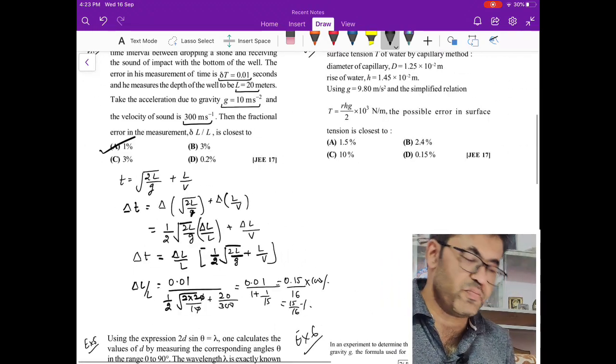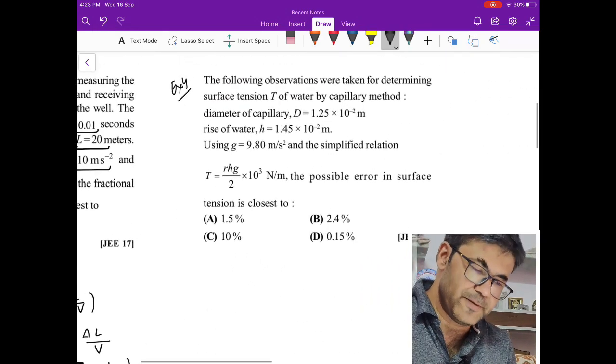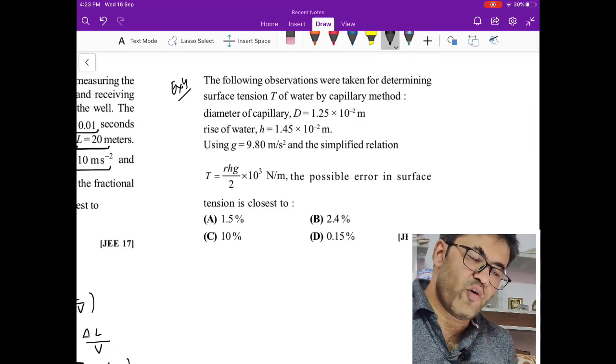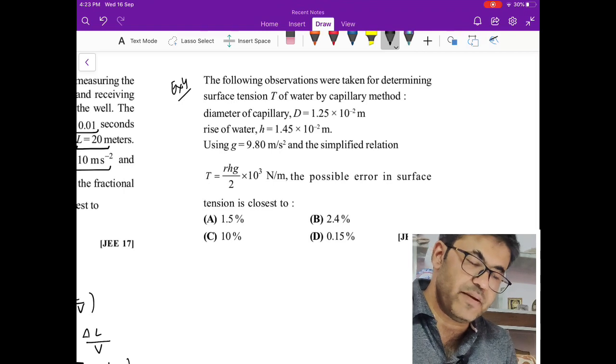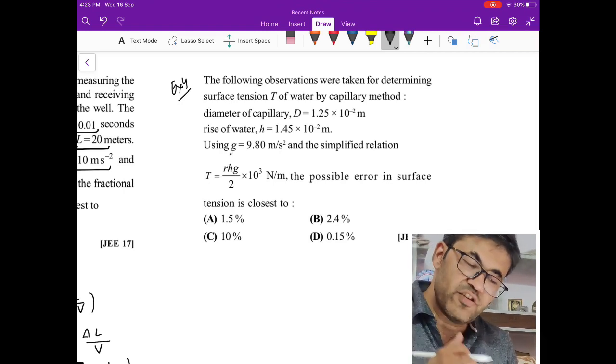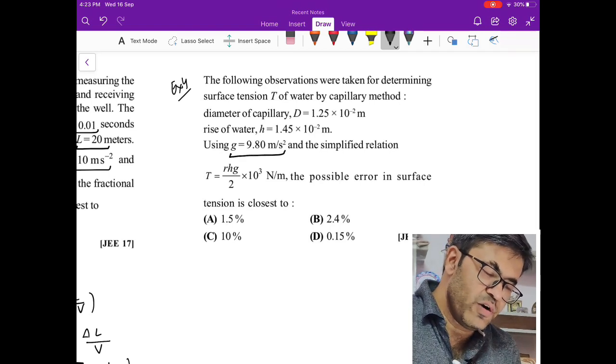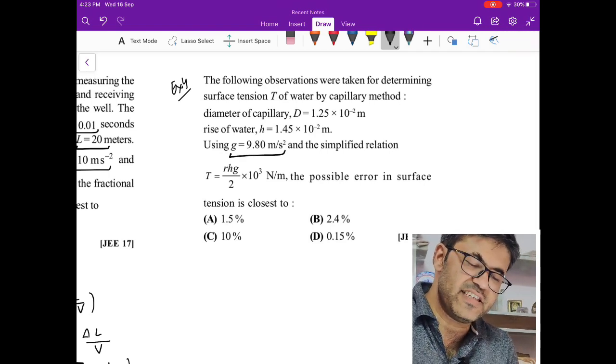This is from JEE 17. Next, the following observations were taken for determining surface tension of water by the capillary method. The diameter of the capillary D is given, the rise of water is given, using g equal to this and the simplified relation like this, the possible error in surface tension is.